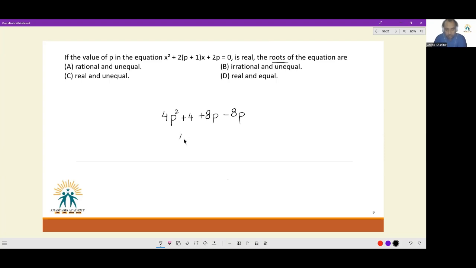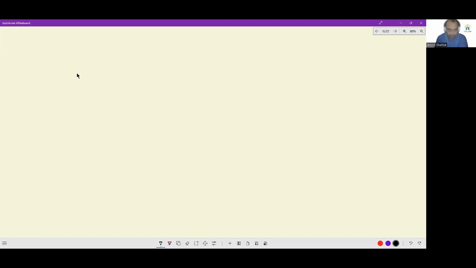Now this turns to 4P square plus 4. This has to be greater than or equal to 0 because P square will be 0 or positive and 4 is always positive. Given that the discriminant is greater than 0, the roots will necessarily be real and unequal.